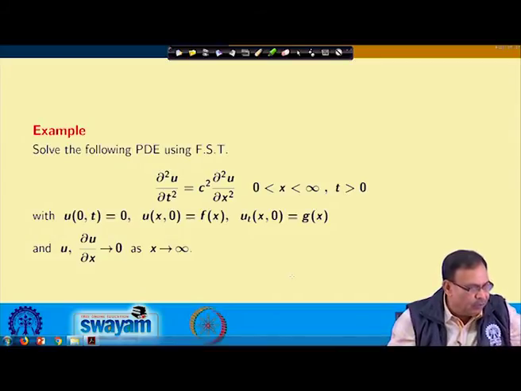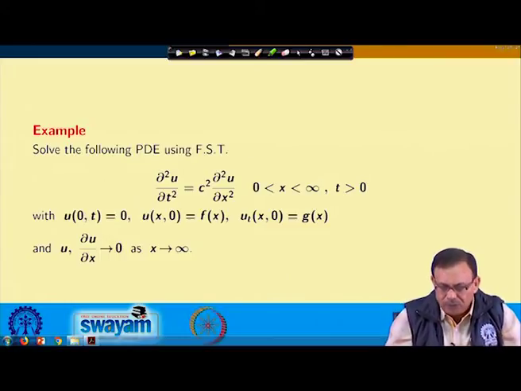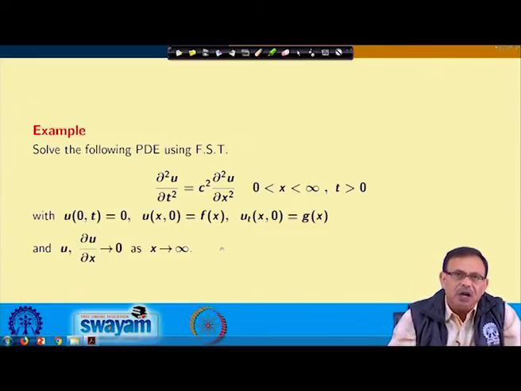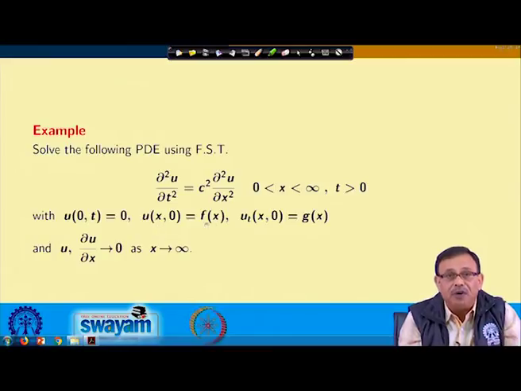So, once I am doing it, I have to use the Fourier sine transform. From the conditions it is quite obvious that I have to use the Fourier sine transform with respect to the variable x only, because u and del u del x both are approaching 0 as x approaches infinity. But here also we have taken a similar function.